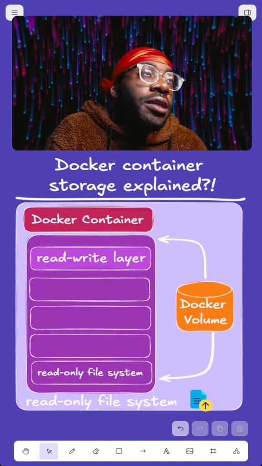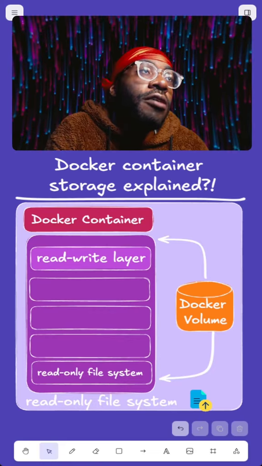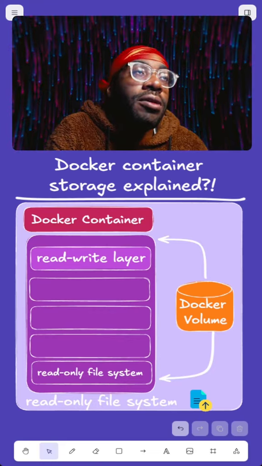And that is it, boys. That is a very high level overview of Docker containers and Docker container storage.